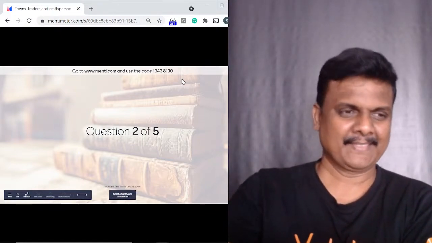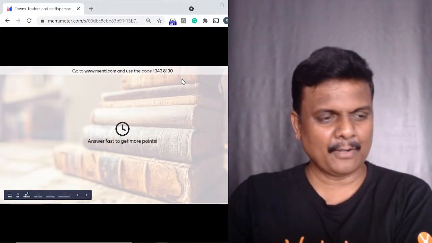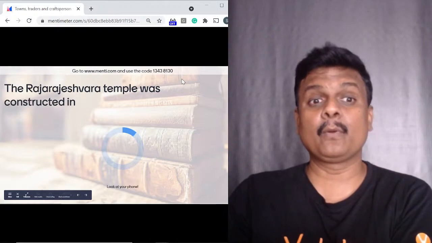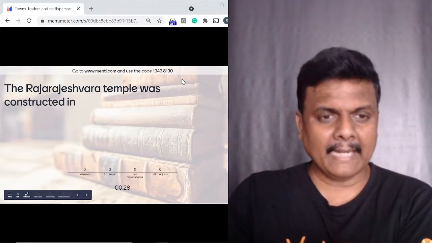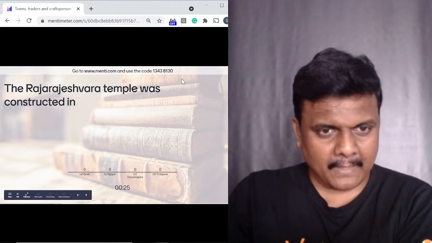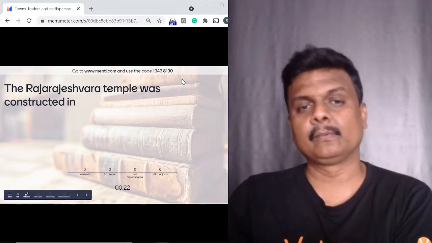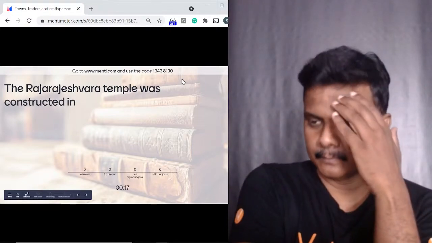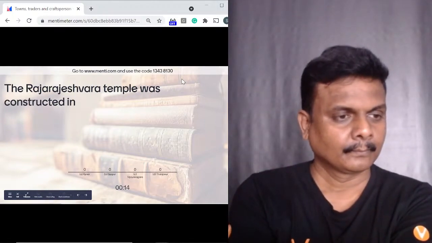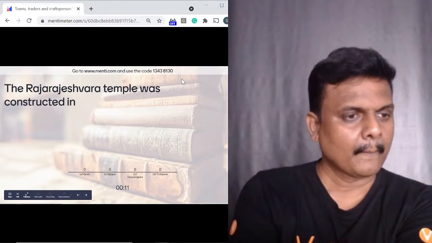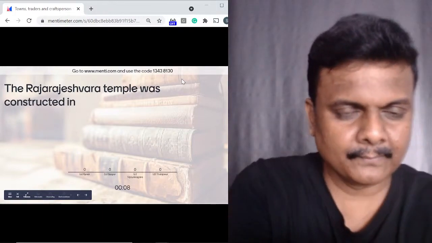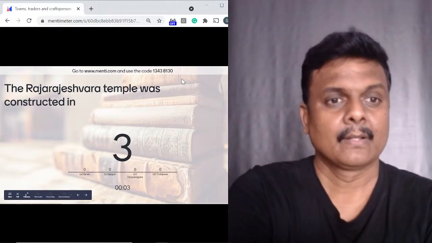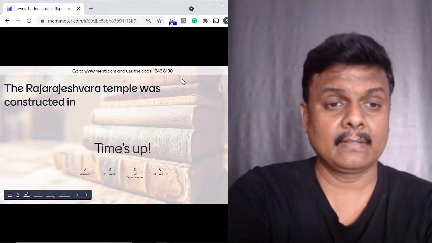Question number 2. Rajarajeshwara temple was constructed where? Ajmer, Bijapur, Vijayanagara, Tanjavur. The Rajarajeshwara temple was constructed in Tanjavur, right?